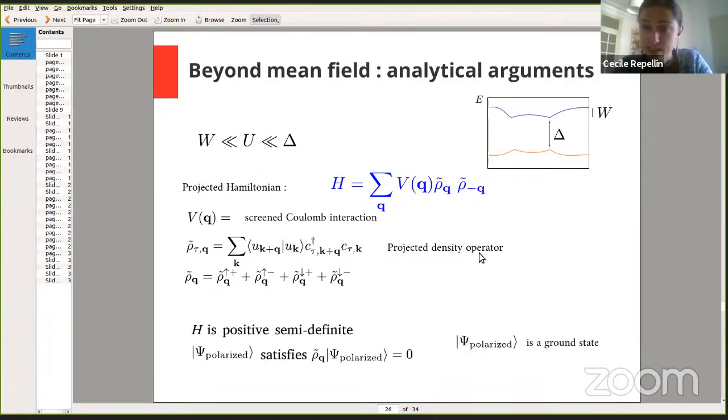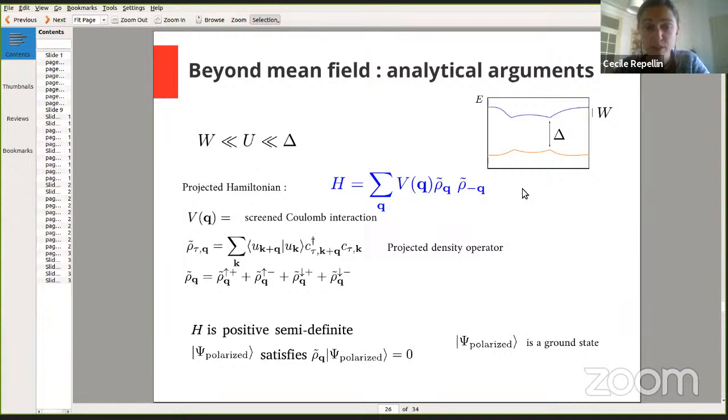So now the argument goes like this. First of all, we can notice that the Hamiltonian is positive semi-definite. Why is that? Because rho_{-q} is actually rho_q dagger. So a product of A and A dagger is positive semi-definite. And V(q) is positive because we have a repulsive interaction. So each term in the sum is positive semi-definite, and as a result, H also is. So if you can find a state that satisfies H psi equals 0, then you'll know that this state has to be a ground state of the Hamiltonian. And it turns out that we can.